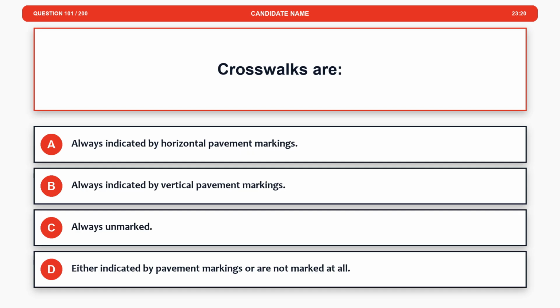Question 101. Crosswalks are Option A, always indicated by horizontal pavement markings. Option B, always indicated by vertical pavement markings. Option C, always unmarked. Option D, either indicated by pavement markings or are not marked at all.